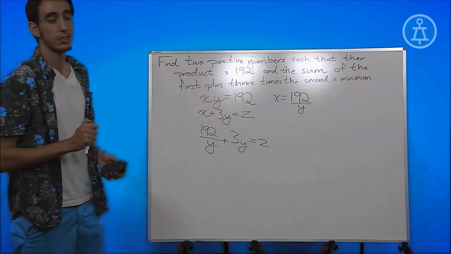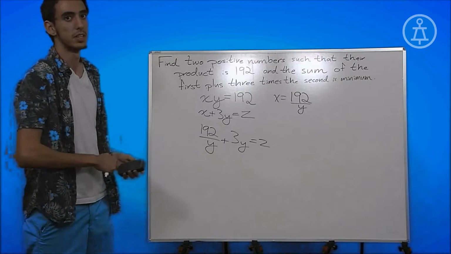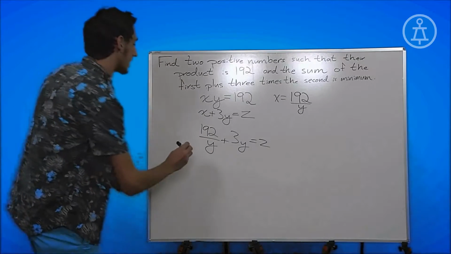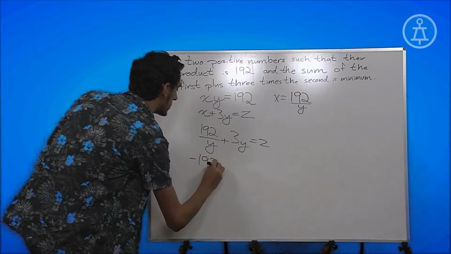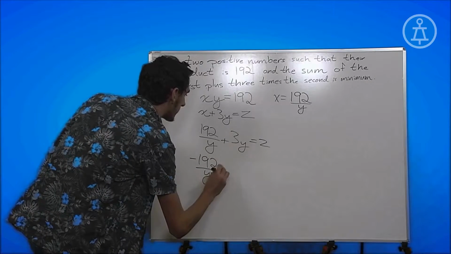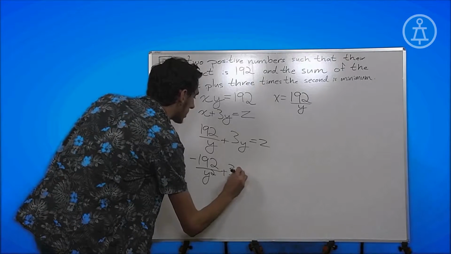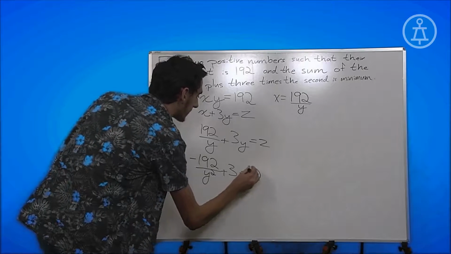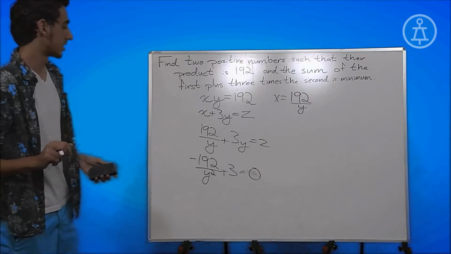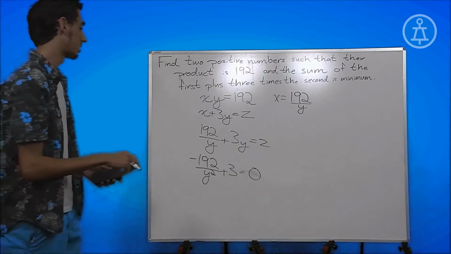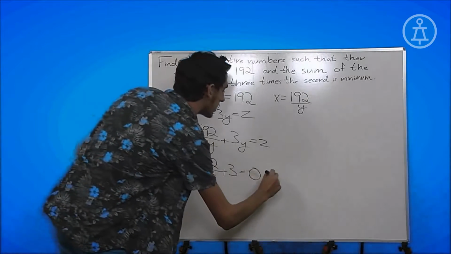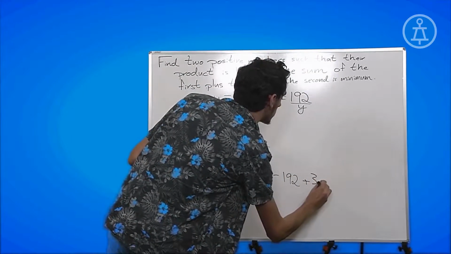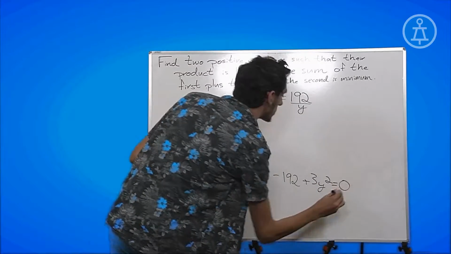So we know that if we get the derivative to equal 0, then we get a min or max. So let's start by doing that first. If we take the derivative of this, we'll get negative 192 over y squared plus 3 equals 0. So now we're going to solve for this. Let's multiply by y squared all the way across. So we're going to get negative 192 plus 3y squared equals 0.